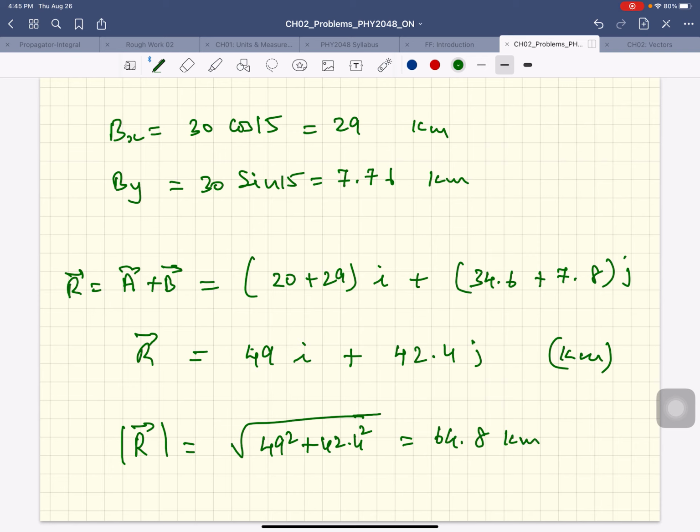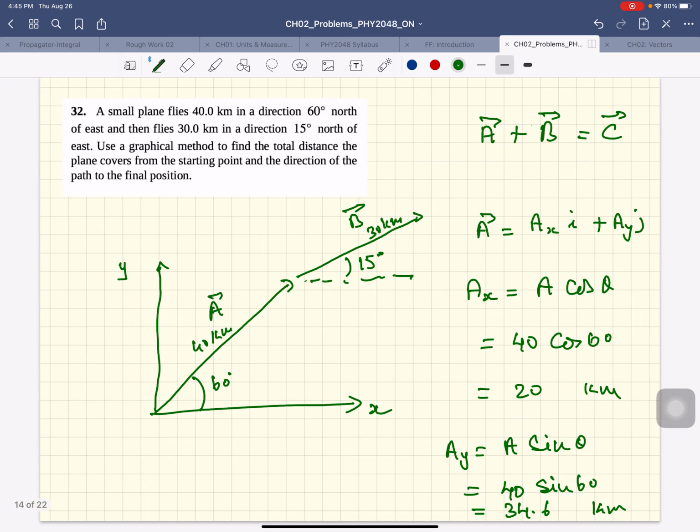Okay. Now we'll also find the angle. Okay. What angle are we finding in this diagram? Here is the resultant vector, and theta would be this angle. Okay.